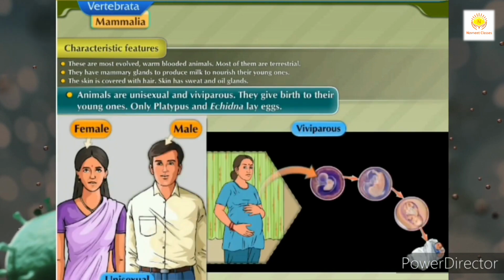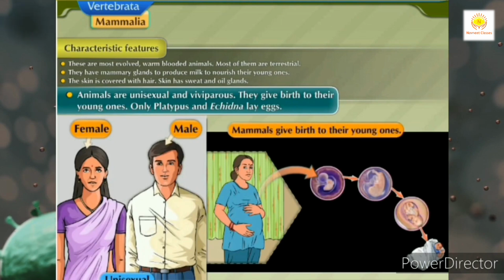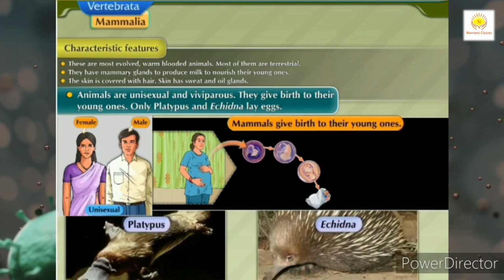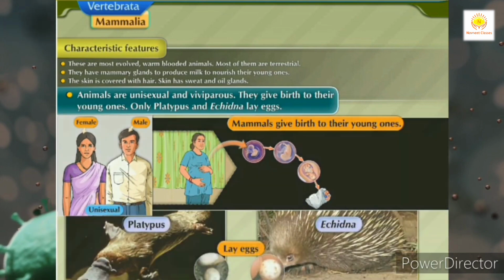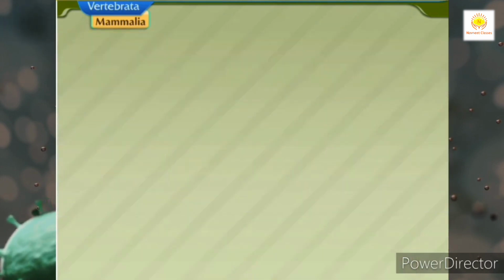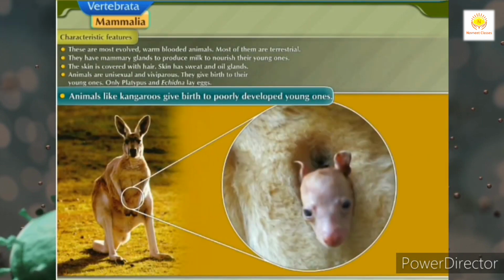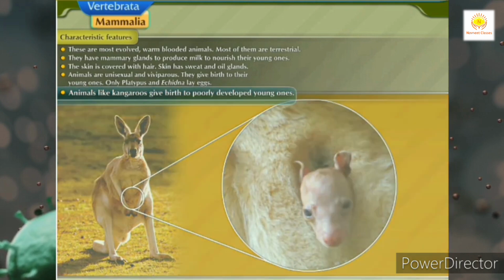Animals are unisexual and viviparous. They give birth to their young ones. Only platypus and echidna lay eggs. Animals like kangaroos give birth to poorly developed young ones.